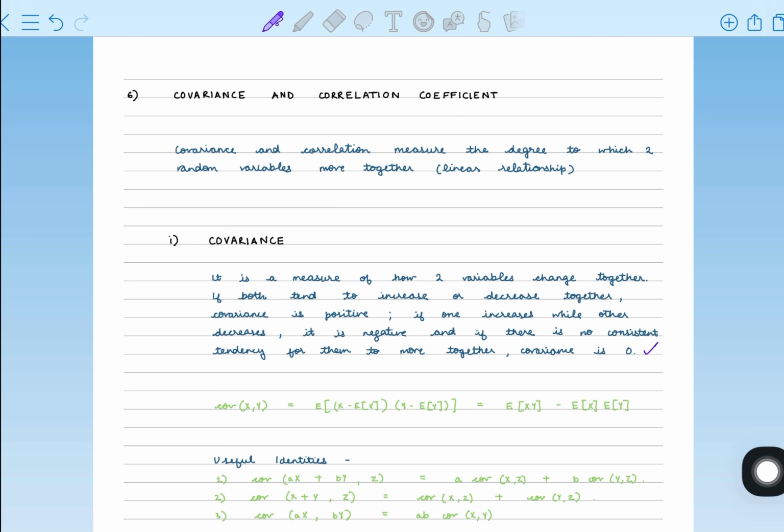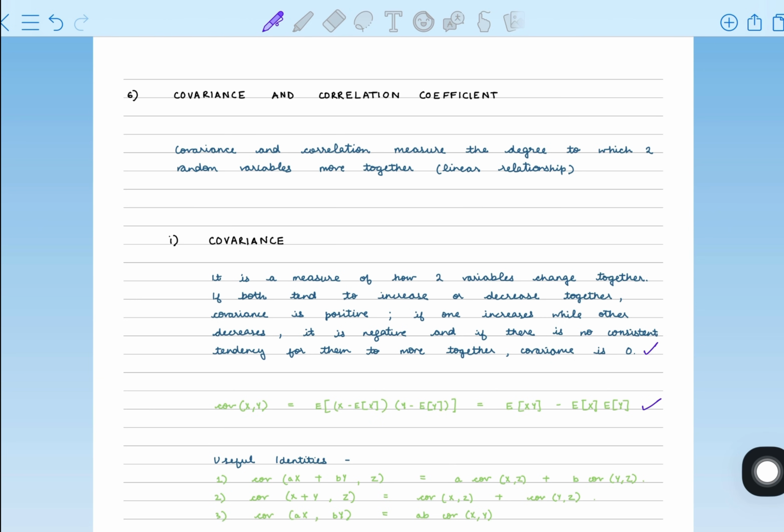The formal definition for this is given by the covariance of x, y is equal to the expectation of (x minus expectation of x) into (y minus expectation of y), with these terms being in a bracket. This statement can also be expanded and written as the expectation of x times y minus the expectation of x times the expectation of y.